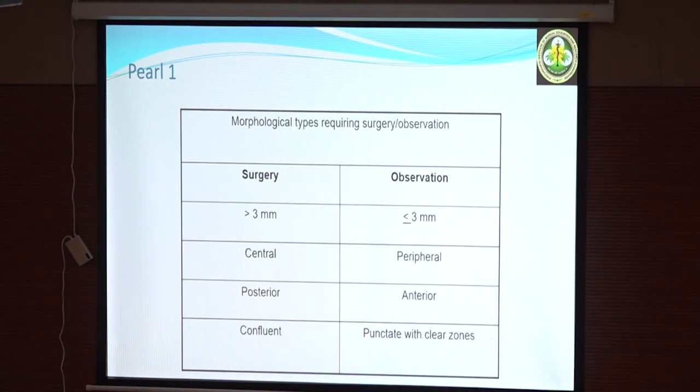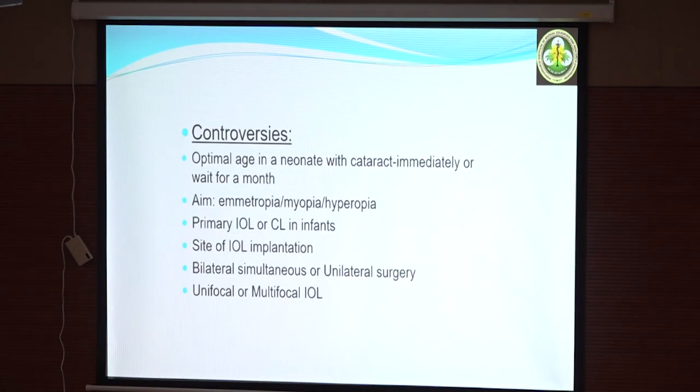But yes, again, if you have a cataract which is not that dense but the child is having nystagmus or the child is having strabismus, probably you would need to intervene much earlier. So these are the controversies.